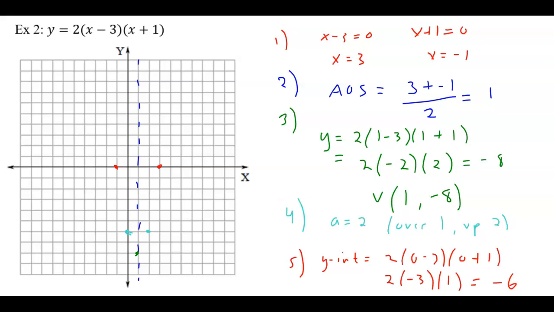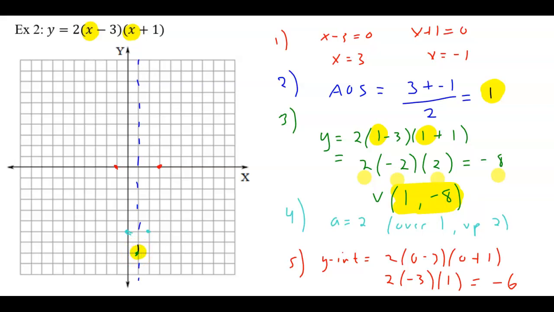Then the way that we find the vertex is we take 1 and we plug it into the original equation up here for x. You can see I did that there. I simplified, got 2 times negative 2 times 2 is negative 8. So there's your vertex is 1, negative 8. It's down here.